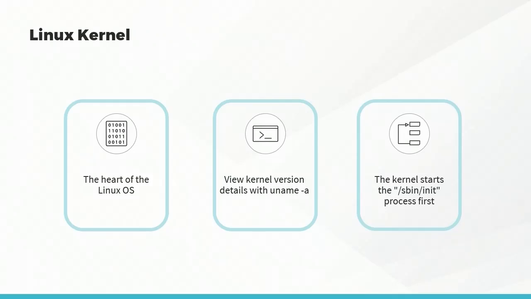The Linux kernel starts up an initial process called init, which exists in the sbin directory in the root file system. And this is the first background process that the kernel will start. The init process always has a process ID, a numeric ID for that running process, of 1, because it's the first process that is launched by the kernel.